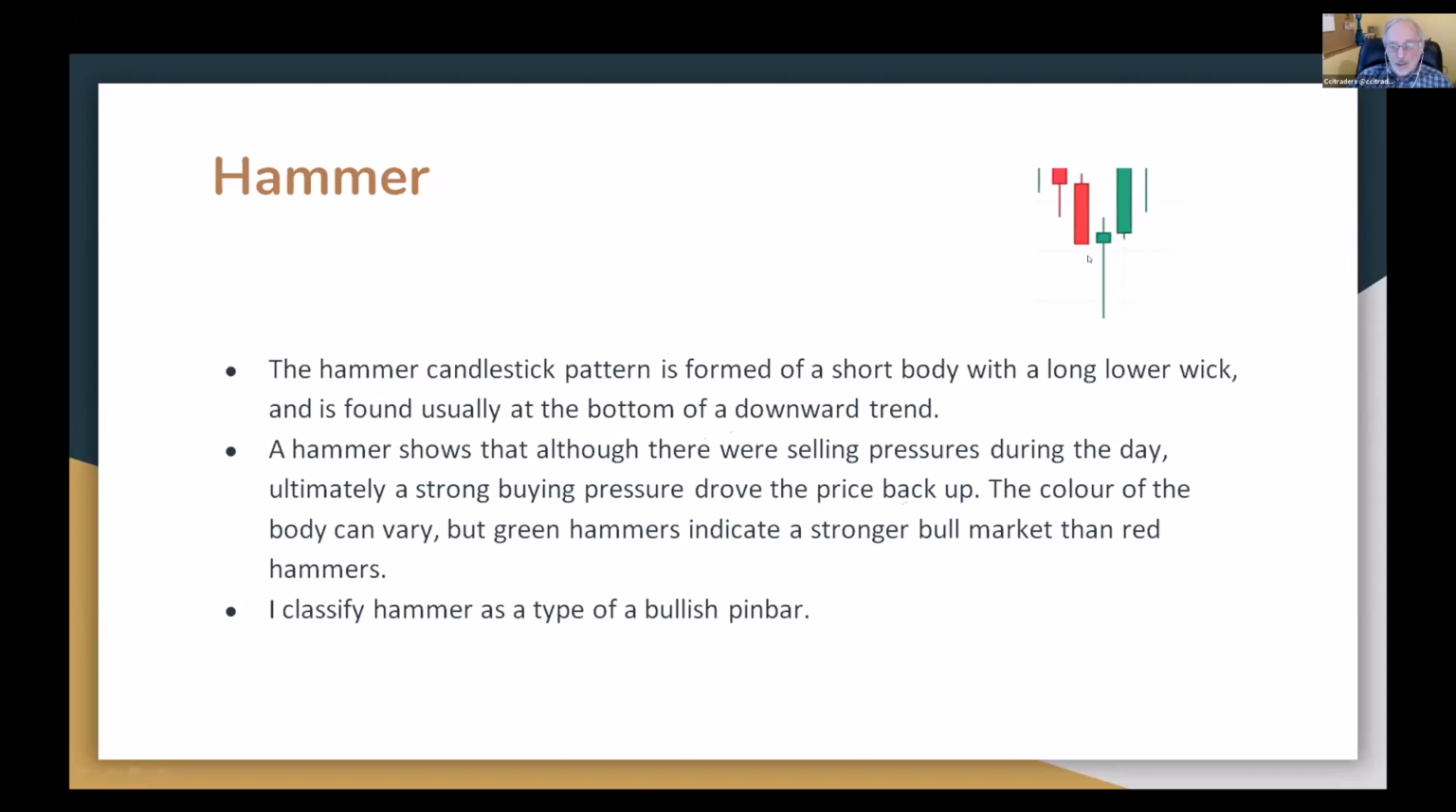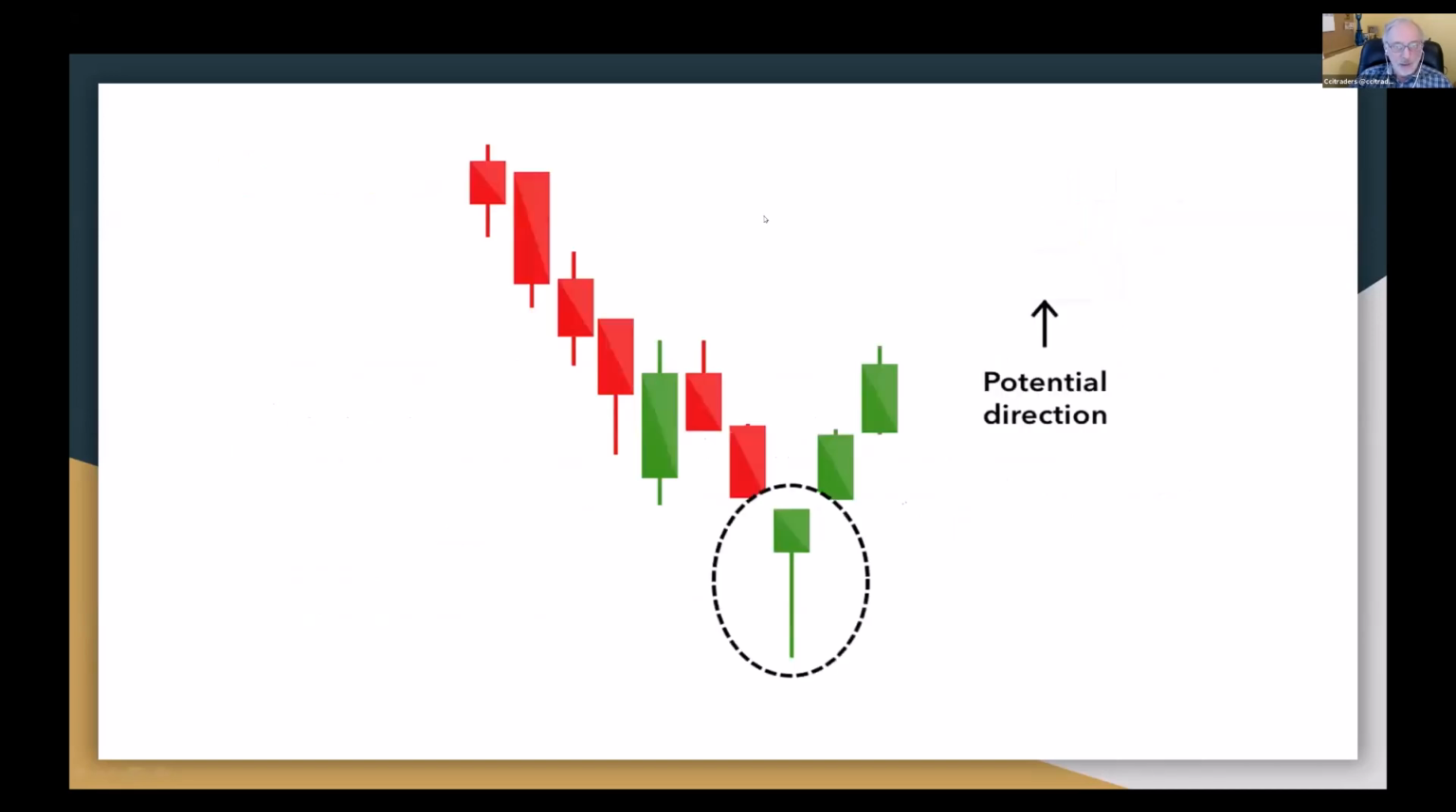So, what is important, those hammers are usually found at the bottom of a downward trend. Maybe I will show it on a bigger picture. This is the next picture. So this is how it looks on a chart. We have a downtrend. The price is falling, falling, falling. Some corrections, and then at the end of the move, we see something like this.